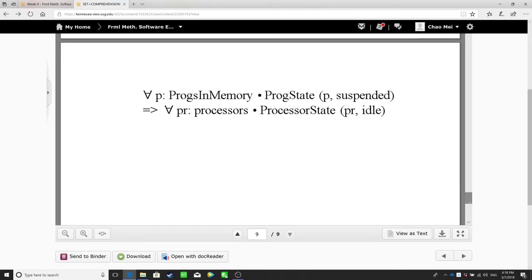I was going to say the same thing. Okay. Someone want to say, or I will say the answer. So if all the programs in memory are suspended, then all the processors will be idle.